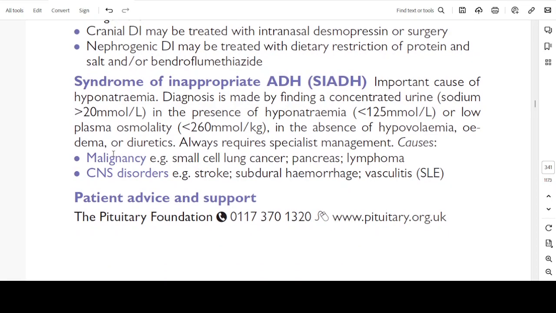Syndrome of inappropriate ADH, or SIADH, is an important cause of hyponatremia. Diagnosis is made by finding a concentrated urine, sodium more than 20 millimoles per liter, in the presence of hyponatremia, less than 125 millimoles per liter, or low plasma osmolarity, less than 260 millimoles per kg, in the absence of hypovolemia, edema or diuretics.